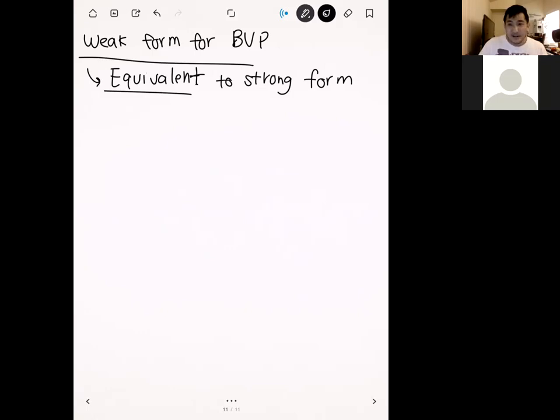It's a weak convergence or weak continuity. So that's what it means, but we'll get into that a little bit. And the starting point for the weak form from a boundary value problem is that we're going to take our differential equation from the strong form and multiply it by an arbitrary function.